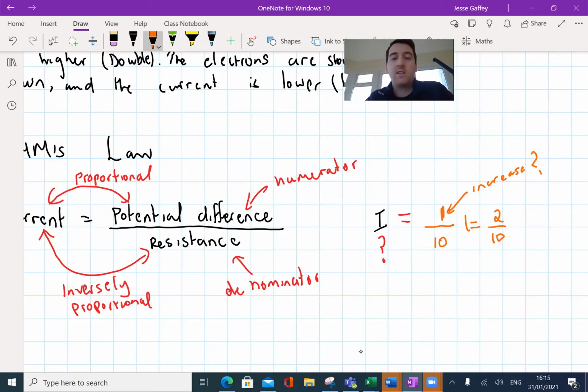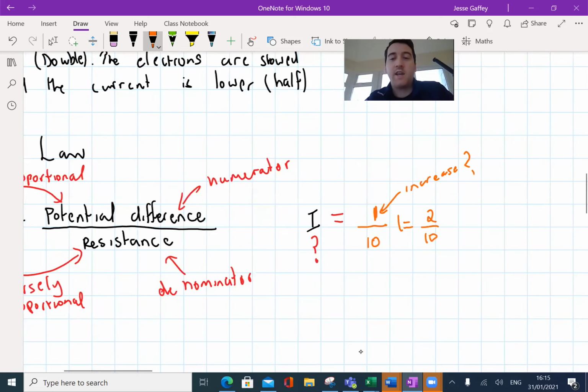What if we increase the potential difference again? We say I is equal to 3 over 10. So now we've left the resistance as 10, but we've increased the potential difference again up to 3 over 10. What's happening to the current? Is the current getting bigger or smaller? The current is getting bigger. It's now 3 over 10. So as we increase the potential difference, the current increases.